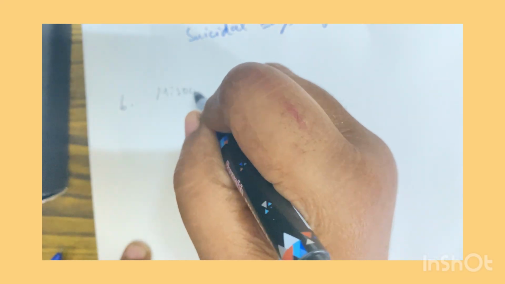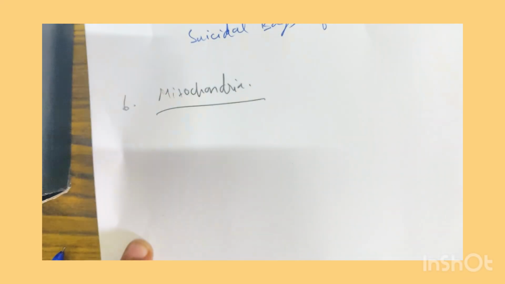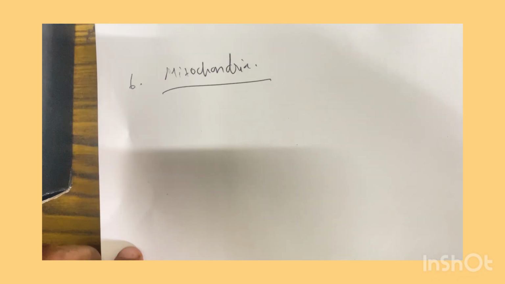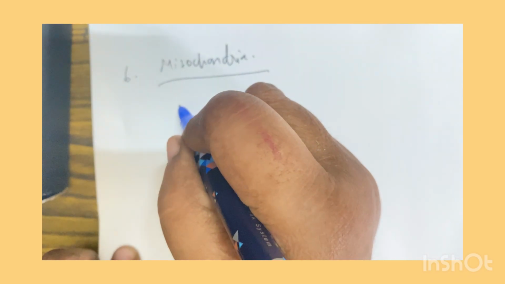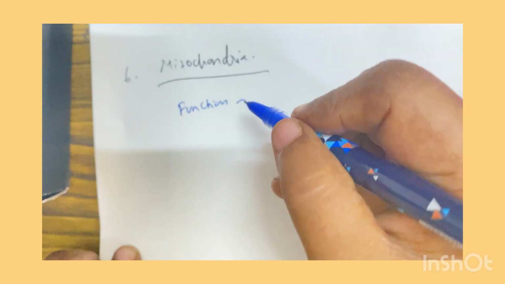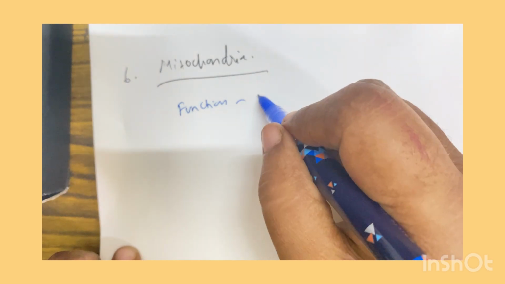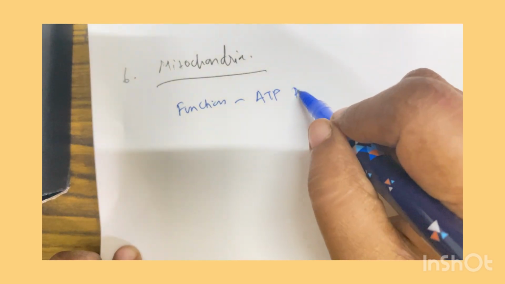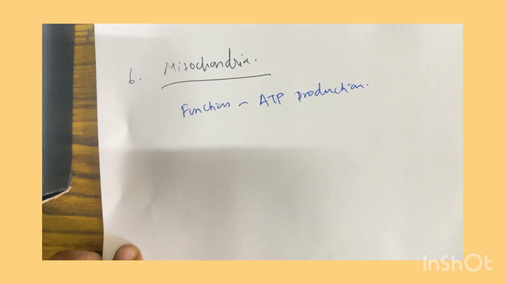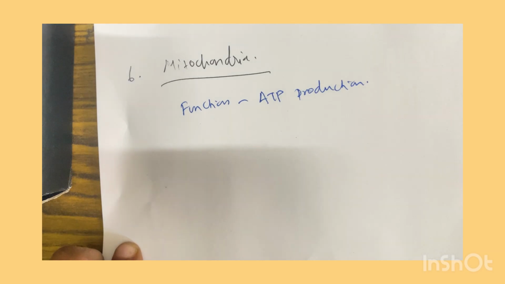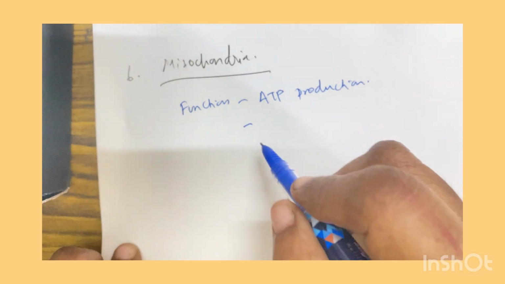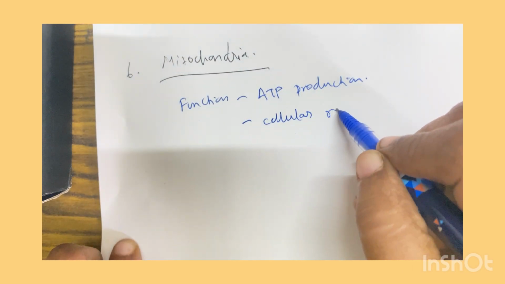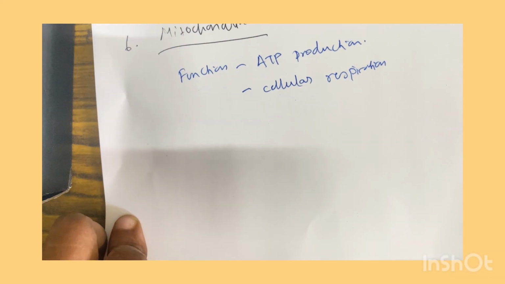After lysosome, let us talk about a major organelle called mitochondria. Okay, a very important organelle. Now, many of you know that it is also called the powerhouse of the cell. Now, do you know why it is called the powerhouse of the cell? Because it produces power. And what is the power in our cell? It is the ATP. So, function is ATP production. Adenosine triphosphate production. Adenosine triphosphate is an energy molecule, an energy giving chemical. It is also responsible for cellular respiration.